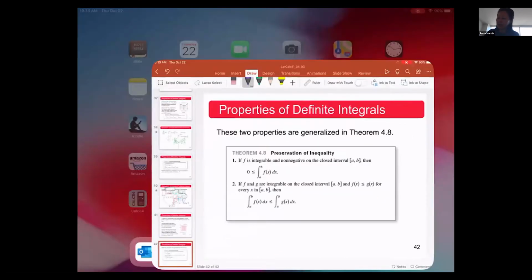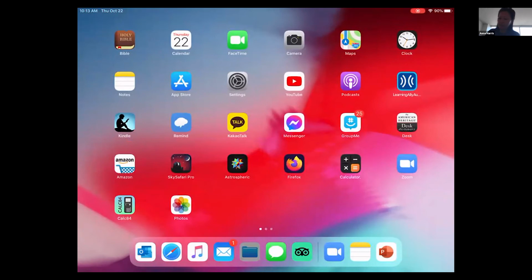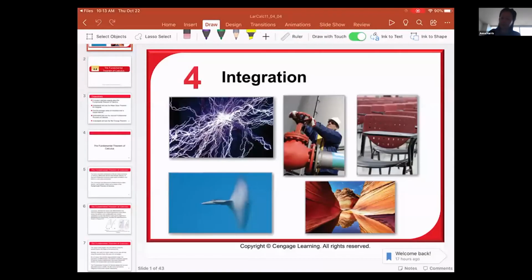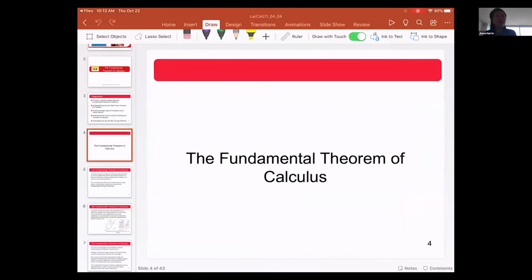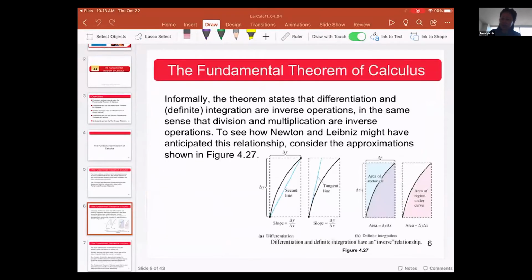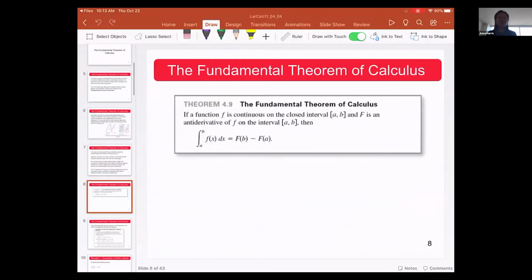Okay, so now let me give you 4.4, because that's the one I want to go over with you. This is the fundamental theorem of calculus. The definite integral is the fundamental theorem of calculus, which means over here, this is what they said. This is a very important concept. The fundamental theorem of calculus says: if a function f is continuous on the closed interval a, b, with lower limit and upper limit, and F is an antiderivative of f, small f, on the interval a comma b, then you can do this.